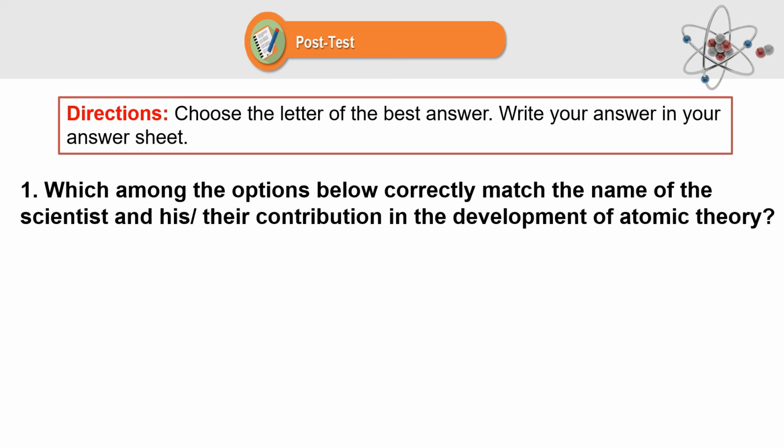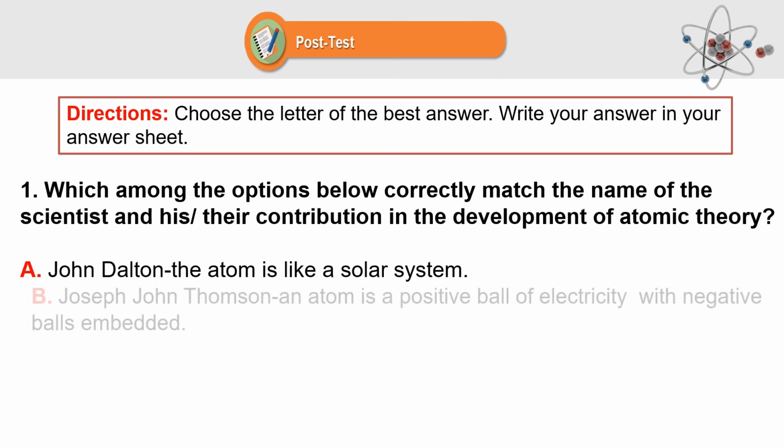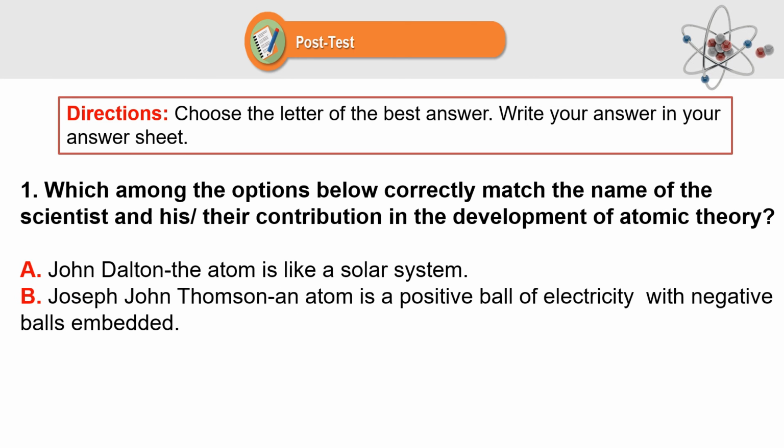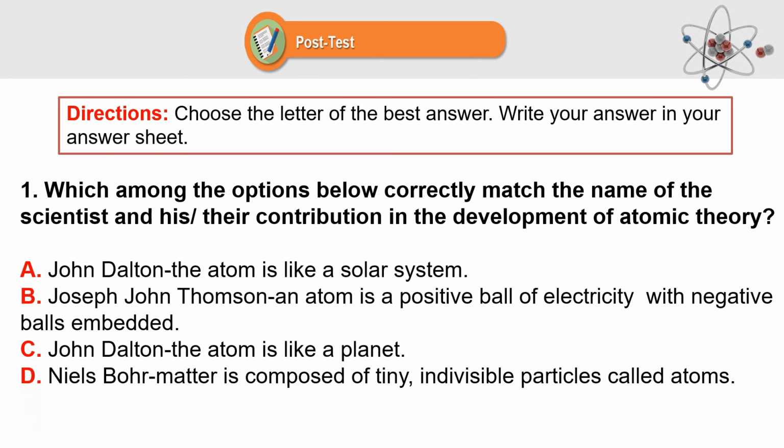Number 1. Which among the options below correctly matches the name of the scientist and his or their contribution in the development of atomic theory? A. John Dalton, the atom is like a solar system. B. Joseph John Thomson, an atom is a positive ball of electricity with negative balls embedded. C. John Dalton, the atom is like a planet. D. Niels Bohr, matter is composed of tiny indivisible particles called atoms.